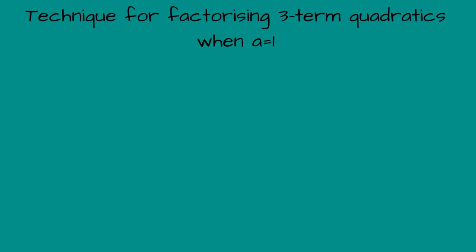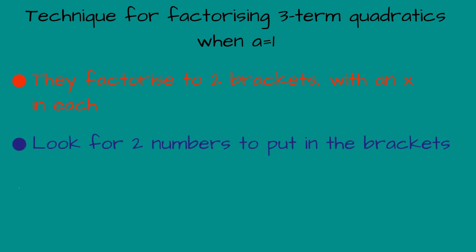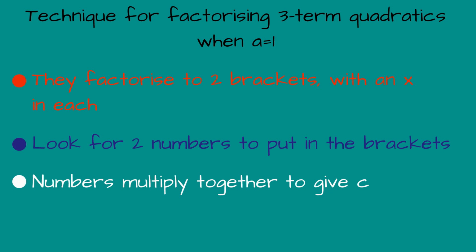For three-term quadratics where a equals 1, the technique each time is basically the same. They factorize to two brackets. You then look for two numbers to put in those brackets that multiply together to give c, and that add together to give b. I'll guide you through the 4 different examples where b and c have different signs.